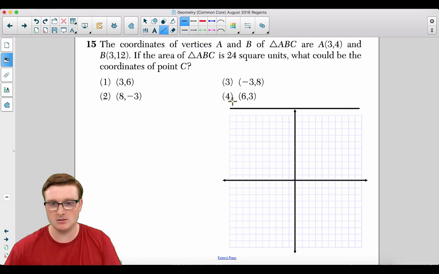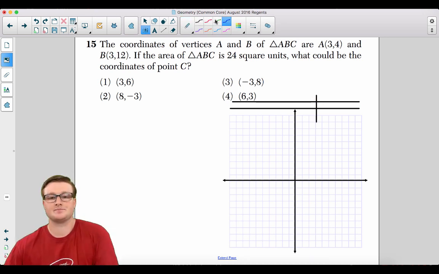So I'm going to do that right now. Just bear with me while I do that. Okay, there we go. I'm going to extend that line too. Okay, so here we go.